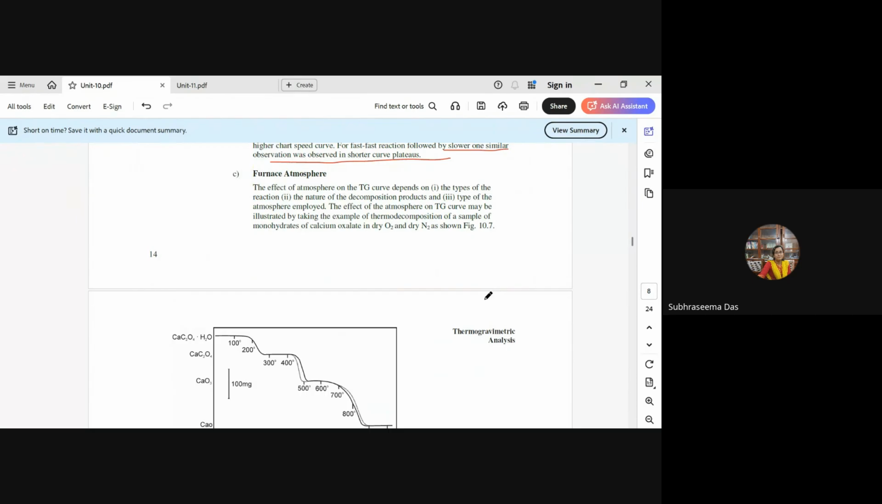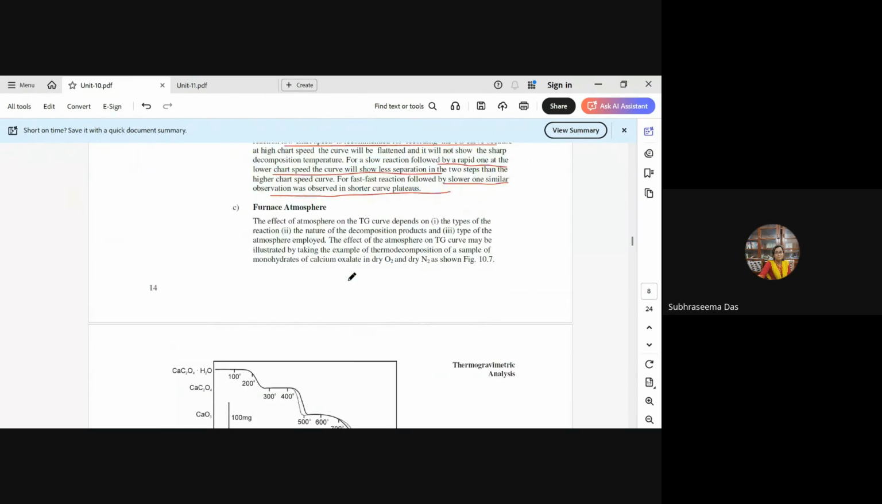Then coming to the furnace atmosphere. The effect of atmosphere on the TG curves depends on the type of reaction, the nature of the decomposition products, and the type of atmosphere that is employed. Mostly, in all cases, TG is carried out in a nitrogen atmosphere, but depending on the nature of the sample, sometimes a dry oxygen atmosphere is also used.